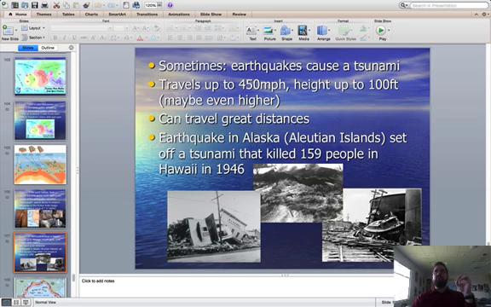All right, and then you should know what a tsunami is as well. So if earthquakes occur in the ocean, sometimes you can see a tsunami. A tsunami travels around 450 miles per hour and can get up to a height of 100 feet.